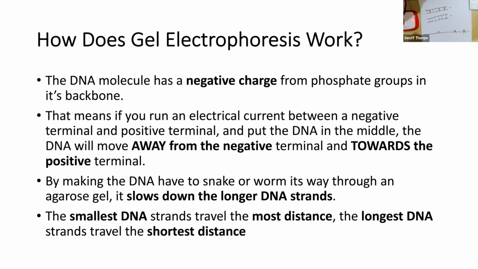They move more slowly. So the end result of your DNA run on an agarose gel is that the DNA bands that have traveled the furthest are the shortest. The longest strands of DNA have only traveled a small distance.